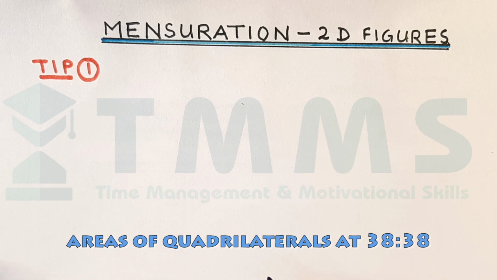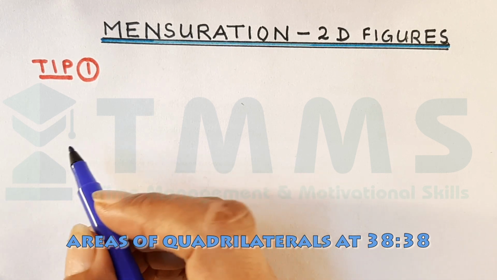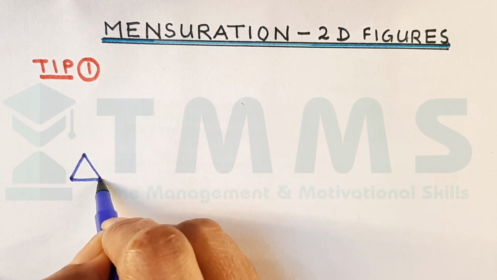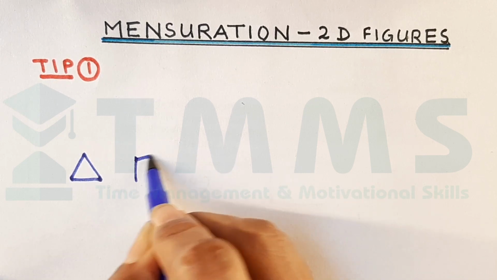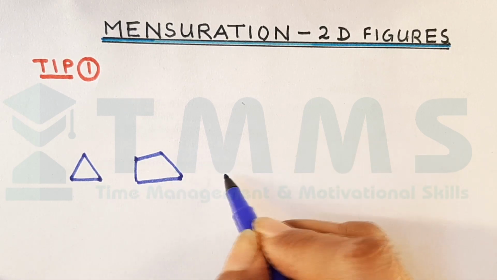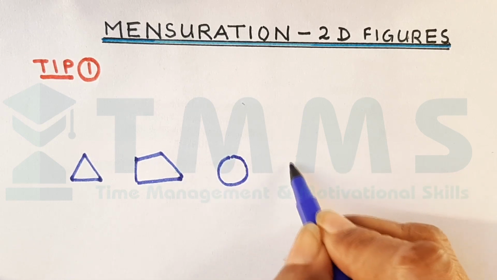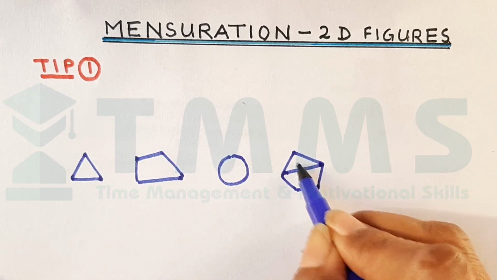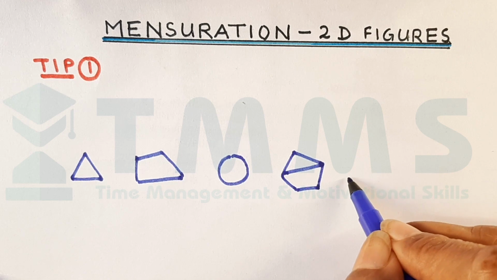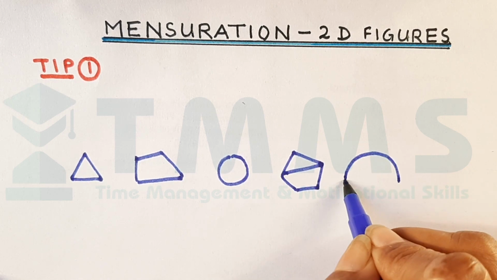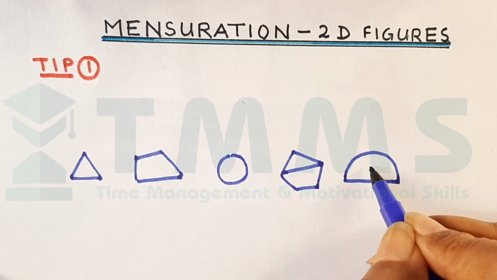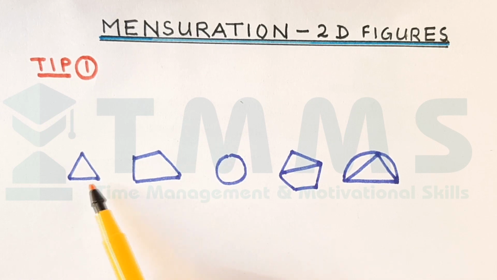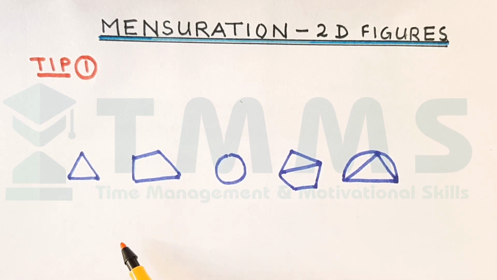The mensuration chapter deals with the area and perimeter of plane or 2D figures like triangles, or we can have quadrilaterals, or you will have circles, or you can have a combination of both. You see, this is triangle plus quadrilateral, or we can have a semicircle with a triangle in it. All these figures will have length and breadth, but they will have no thickness.